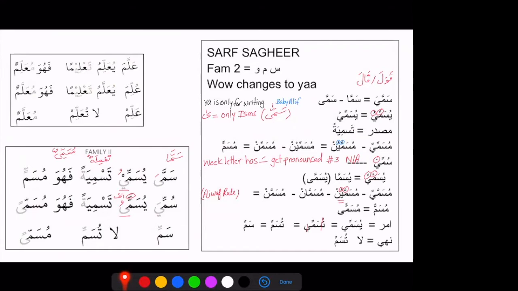Allama yuallimu ta'liman fahuwa muallimun. Ullima yuallamu ta'liman fahuwa muallamun. Al-amru minhu allim, wan-nahyu anhu la tu'allim, wa zarfu minhu muallamun. Okay, and now can we do the summa?